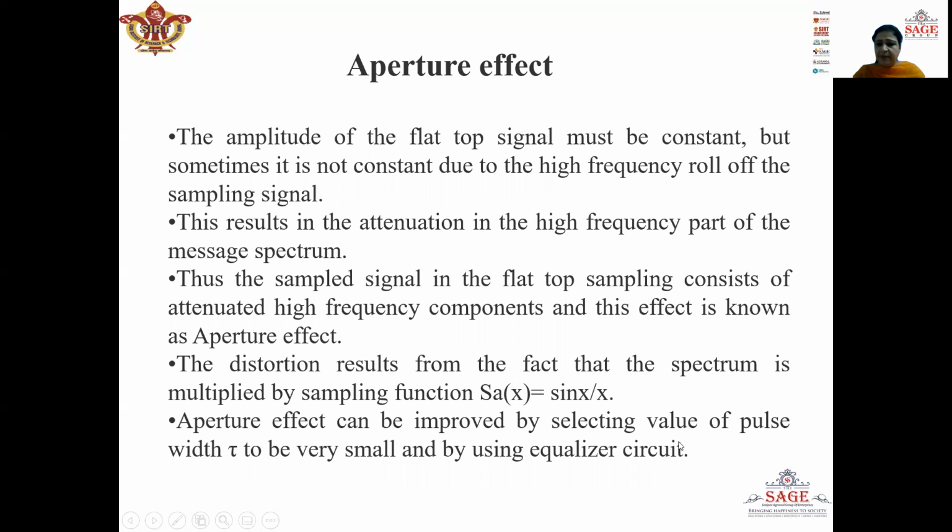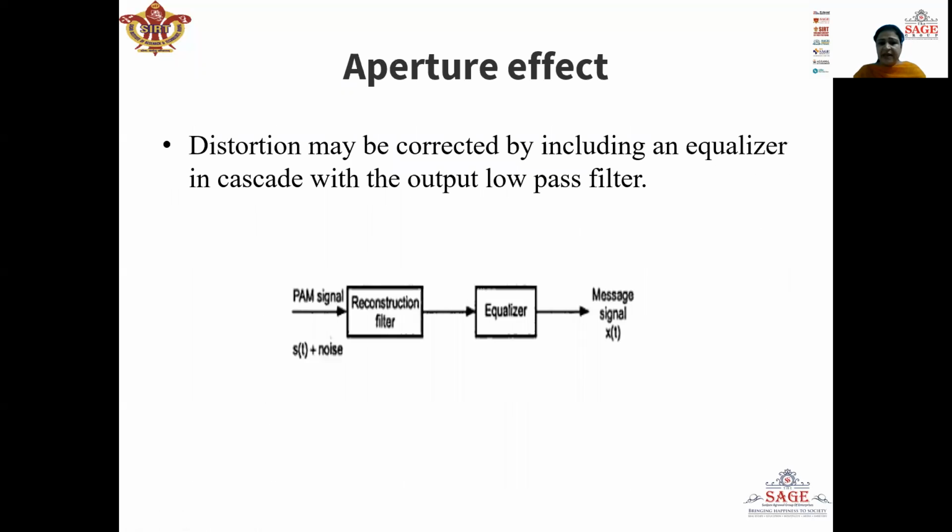This aperture effect can be improved by selecting a very small value of the pulse width tau, or by using an equalizer circuit. An equalizer circuit has a transfer function which is the reciprocal, or inverse, of the sampling function sin x upon x. When this equalizer is connected in cascade with the reconstruction filter, which is actually a low pass filter, the signal will be restored to its original form and we will get a message signal very close to the original message signal which was transmitted on the transmitter side.